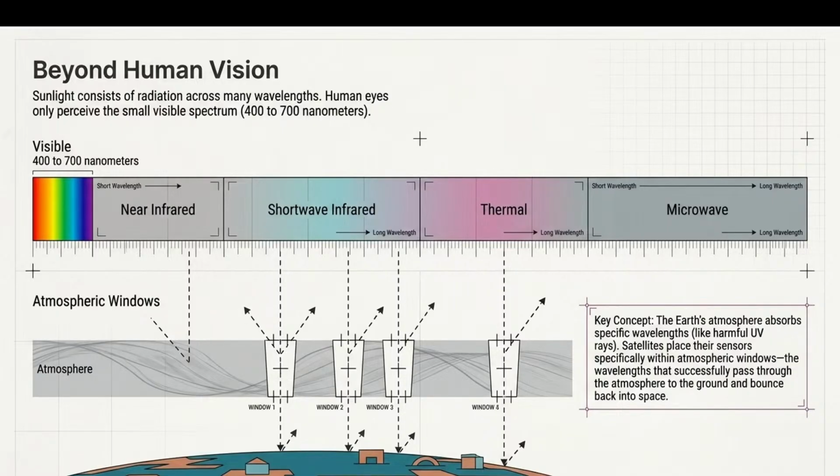Earth's atmosphere absorbs specific wavelengths like harmful UV. Satellites place their sensors especially within the atmospheric window, the wavelengths that successfully pass through the atmosphere to the ground and bounce back into space. And there are a lot of things that also happen in this section, such as different types of scattering.